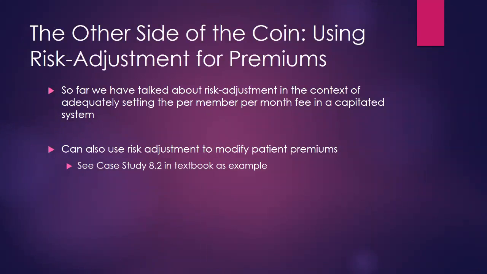So far, we've talked about risk adjustment in the context of setting these per member per month fees appropriately in a capitated system, and that is largely what they are used for. But it's also possible to do it from the other side, in which we could use risk adjustment to set premiums for individual enrollees. And I won't talk too much about that here, but case study 8.2 in the textbook is one example of this if you'd like to read more.